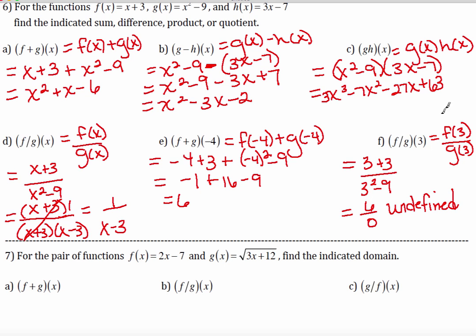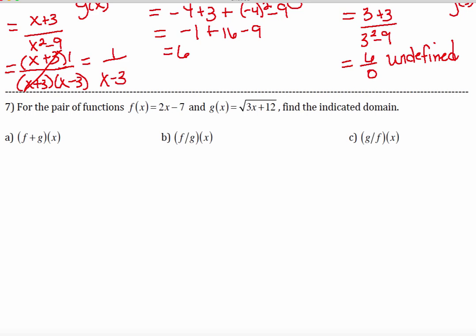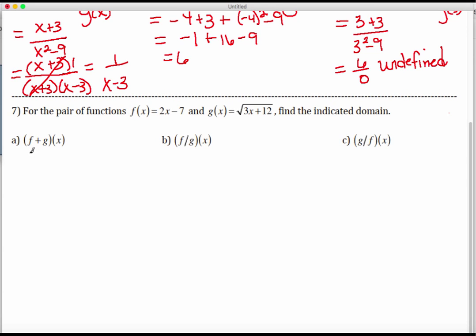Okay, let's go ahead and look at number 7. And number 7, not only do you have to perform the operation, but you are going to have to find the domain. And the domain of a function that has been added or subtracted, multiplied, or divided is just the intersection of the two individual domains. However, if you do divide, then whatever is in your denominator of your new function, you have to set that equal to 0. Let's go ahead and find f plus g of x. So that is going to be f of x plus g of x.